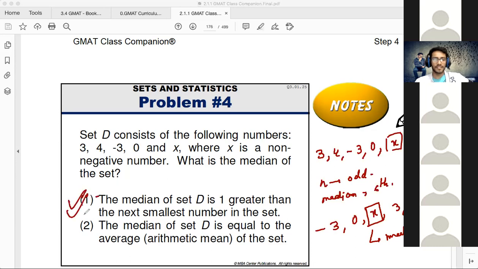Okay. Next, second statement: the median of set D is equal to the average arithmetic mean. So if we total this, that is 7. This is gone, this is gone. So that would be 5, and 5 upon 5 would be something around 1. So the median of set D is equal to the arithmetic mean of the set. It's coming same.